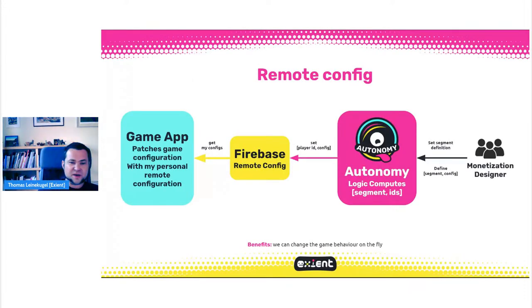So remote config, basically, quickly: in the backend, you have your designers and they can define segments, rules, and logic for segments, and we associate a config with that. Then when the player starts the game, it will go through Firebase remote config and say, okay, here I am, that player, what is my config? And then the logic would just say, okay, you are from that segment, so you get the config associated to that segment.